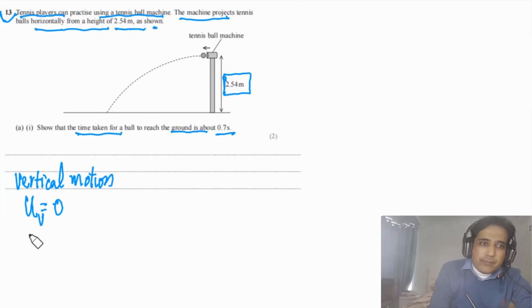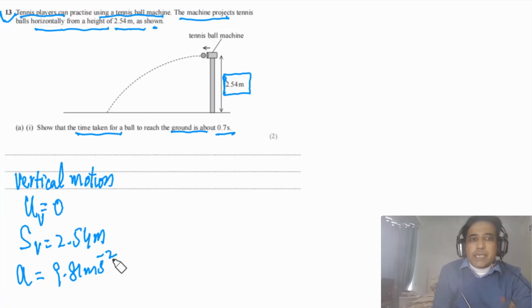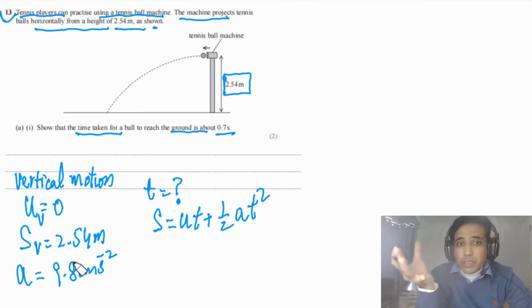For this question we have the vertical displacement sv equal to 2.54 meters, and also the vertical acceleration equal to 9.81 meters per second squared. We need to find the value of time. So how can we find it? Simply we can use s = ut + 1/2 at². Acceleration is constant, so we can use this. Acceleration is only due to gravity, and in this case we are ignoring air resistance.